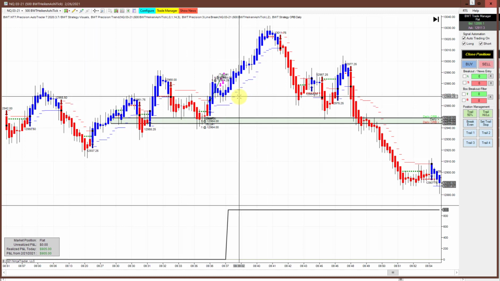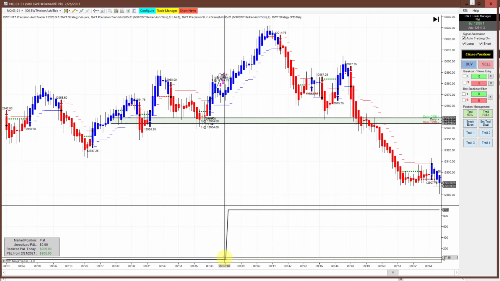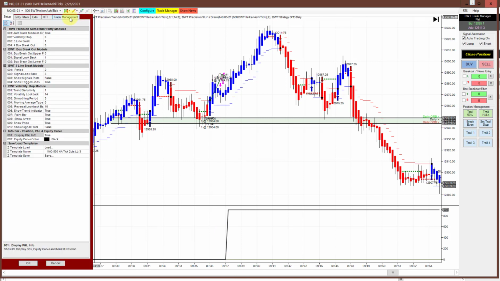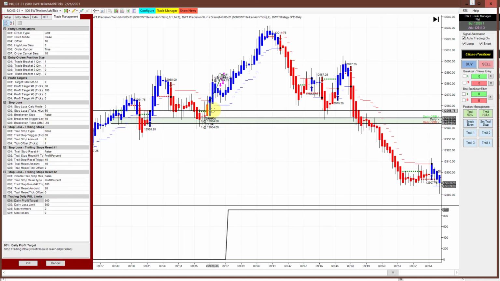So yeah, 2 contracts with a goal of 80 and 100 ticks, and that equals $900. So both targets were hit on this burst above the open range.